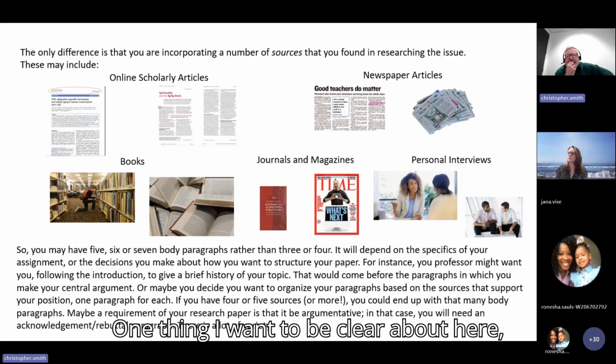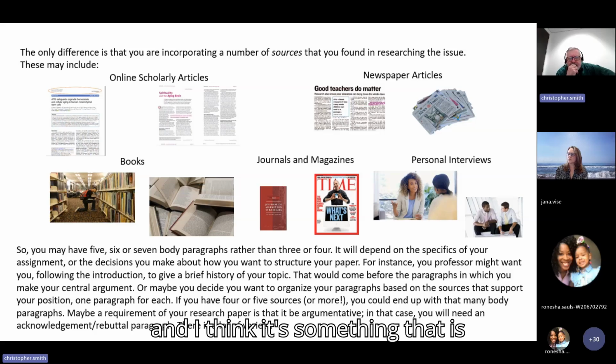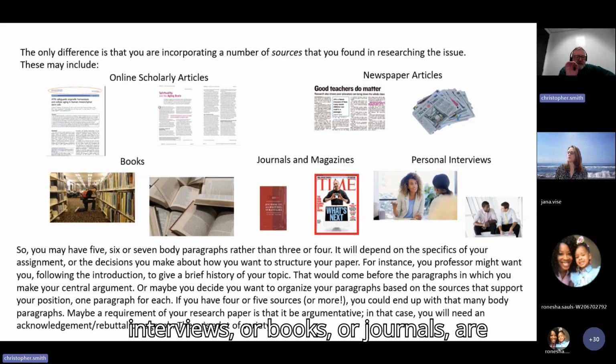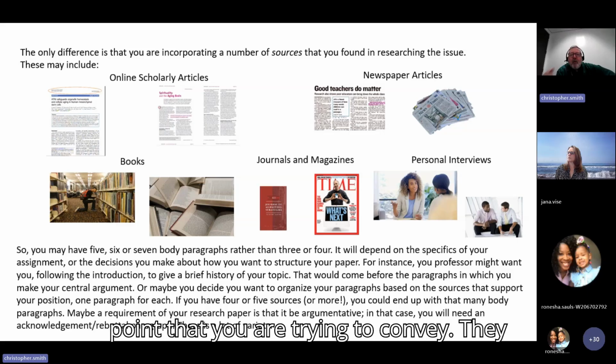One thing I want to be clear about here, and I think it's something that is sometimes missed, is that the research paper is still your paper. These online articles or newspaper articles or personal interviews or books or journals are all there to support the point that you are trying to convey. They're there to support your thesis.